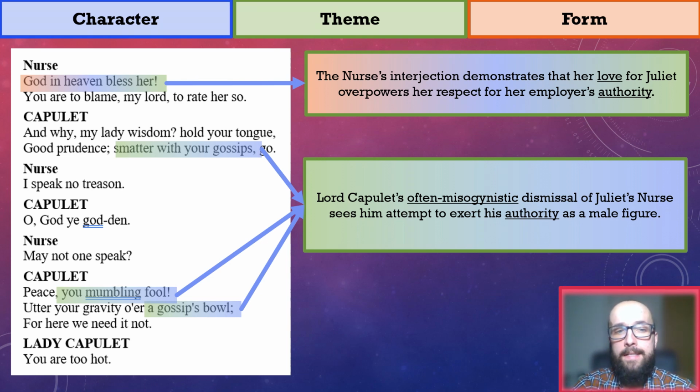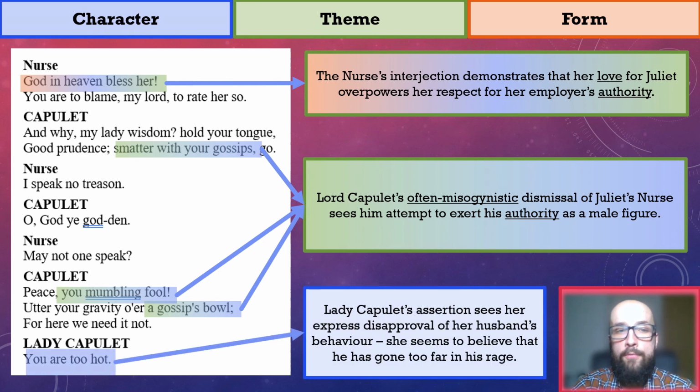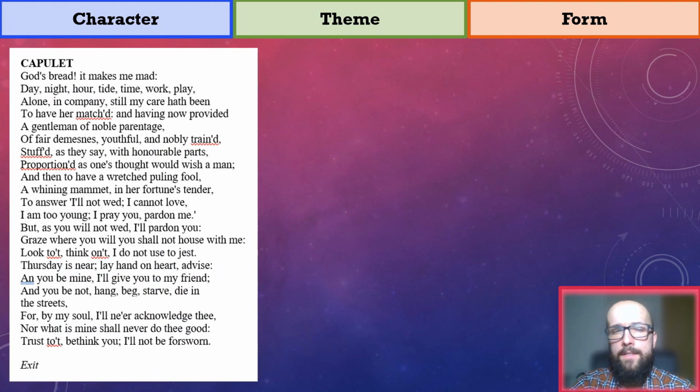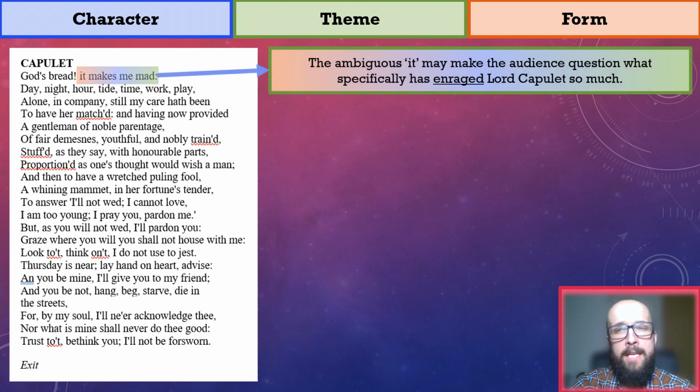Interestingly, when Lady Capulet asserts that Lord Capulet is too hot, she's not commenting on how beautiful he is, but instead is commenting on his foul temper. It sees her express disapproval at his behaviour and imply that he has gone too far in his rage, which might suggest that between them, Lady Capulet is the voice of reason. And yet even this does not seem to appease Lord Capulet, for he asserts that it makes him mad. The ambiguous "it" may bring the audience to question what specifically it was that has enraged Lord Capulet.